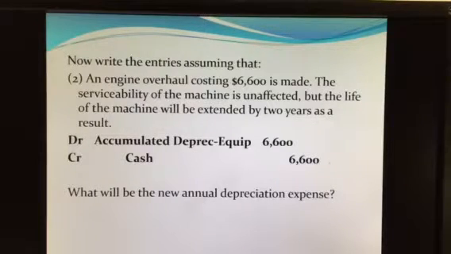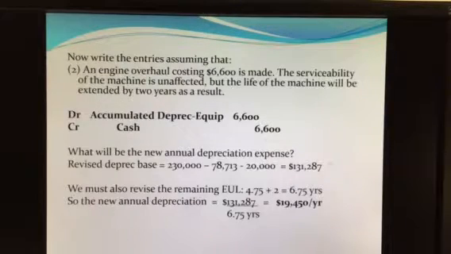And although the serviceability of that machine is unaffected, the life of the machine is extended by 2 years as a result. Notice here, we're simply undoing, as it were, depreciation, debiting the accumulated depreciation equipment account for the amount of the expenditure and crediting cash. What will be the new annual depreciation expense? Well, once again, if you've set up T accounts, start back at the beginning and see what change is going to be made. That $6,600, of course, is going to be debited to accumulated depreciation.